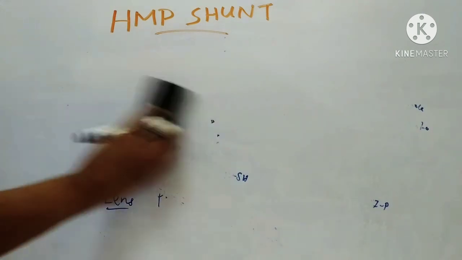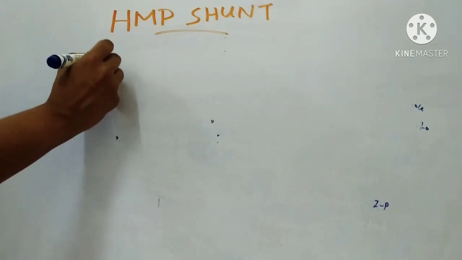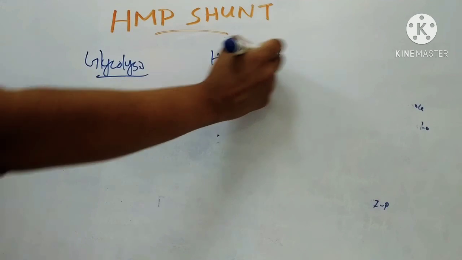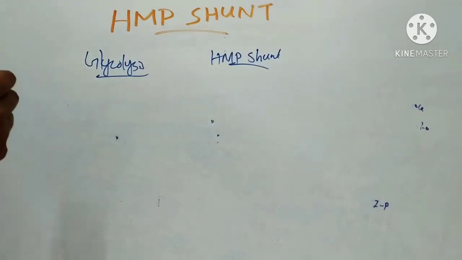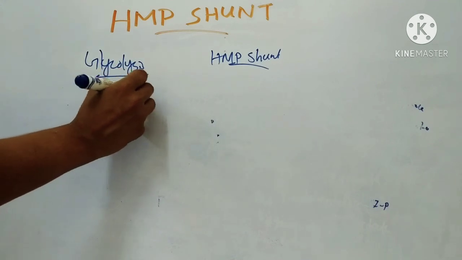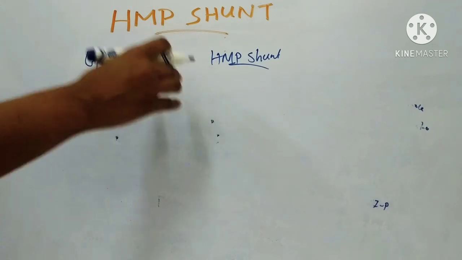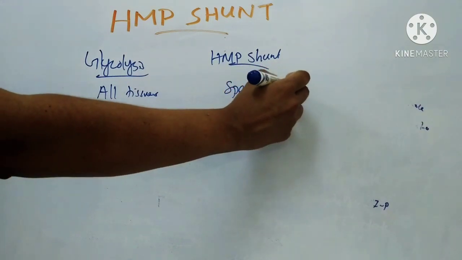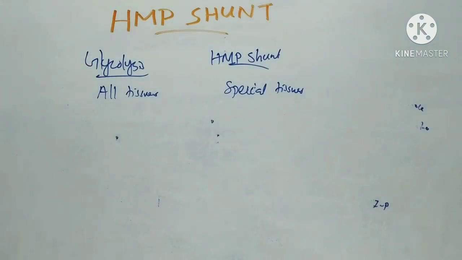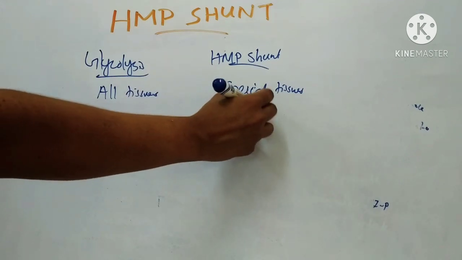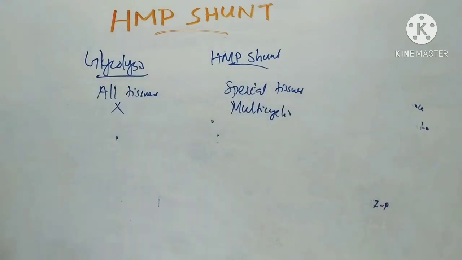So let's see the differences between glycolysis and the HMP shunt. Glycolysis occurs in all tissues. The HMP shunt occurs in certain special tissues for special functions. Then glycolysis is not a multicyclic process, whereas the HMP shunt is a multicyclic process.